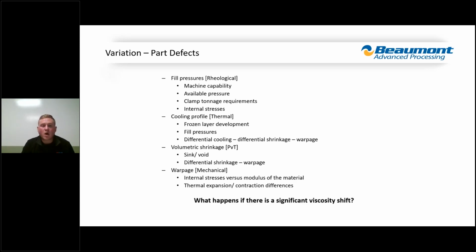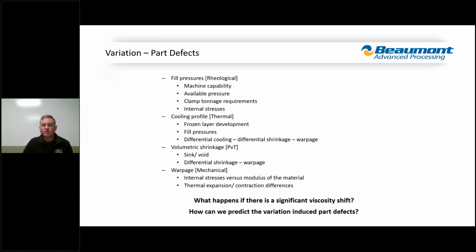So now think of all these different properties, all these different variables that are changing, the process outputs that are changing based on the material changing. Now imagine we have a significant viscosity shift and how all of those aspects are going to change. Our fill pressures, our machine capabilities, how the part is going to cool and shrink and warp. So how can we mitigate this?